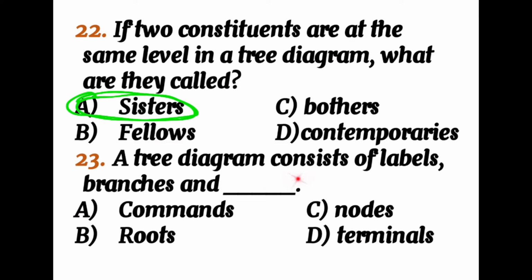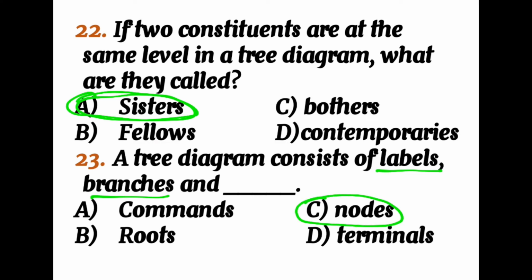A tree diagram consists of labels. There are three parts in a tree diagram: labels, branches, and what else: commands, roots, nodes, or terminals? The correct option here is nodes.